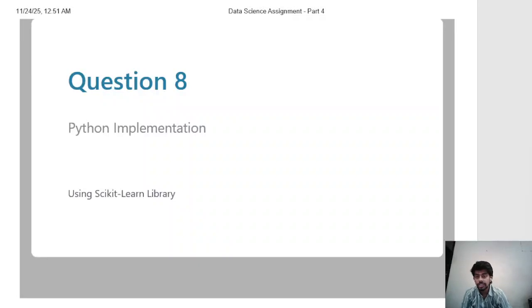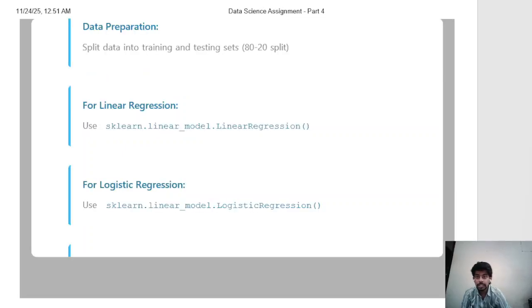Let's proceed to question 8, which is about Python implementation. It requires implementing both algorithms in Python. Let's see the implementation steps then. Implementing these algorithms in Python is straightforward using scikit-learn. First, we prepare our data by splitting it into training and testing, typically in an 80-20 split, where 80% is for training and 20% for testing.